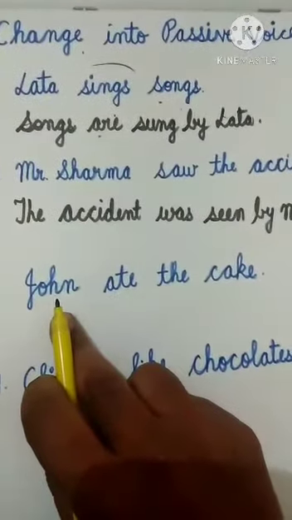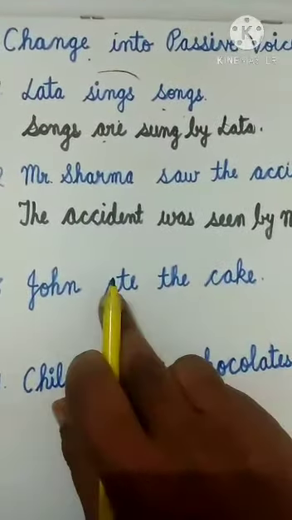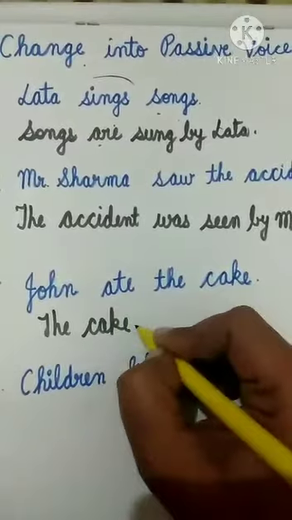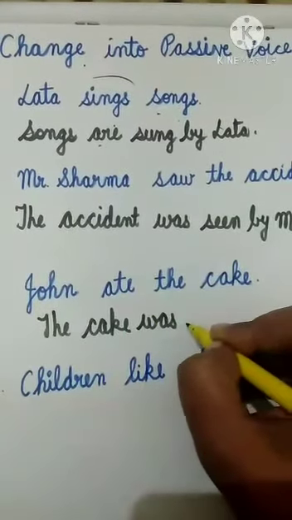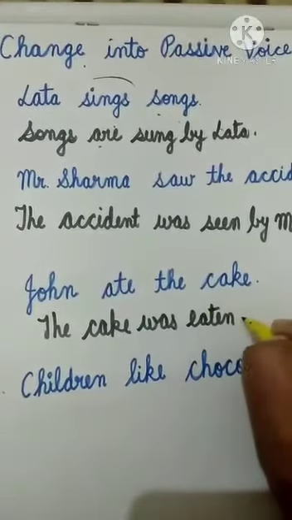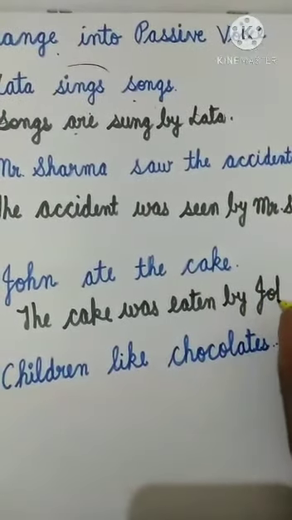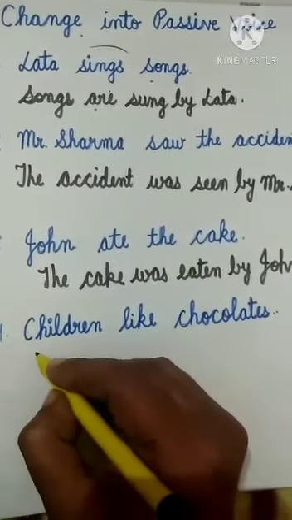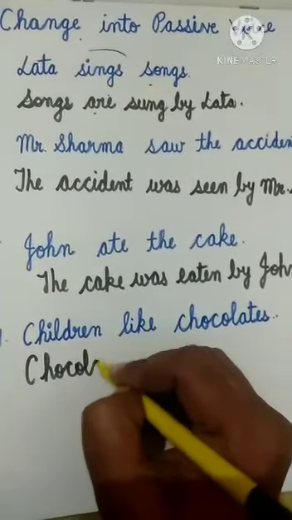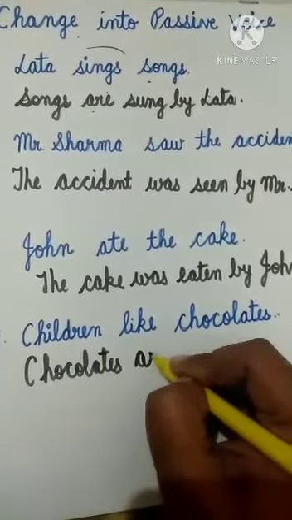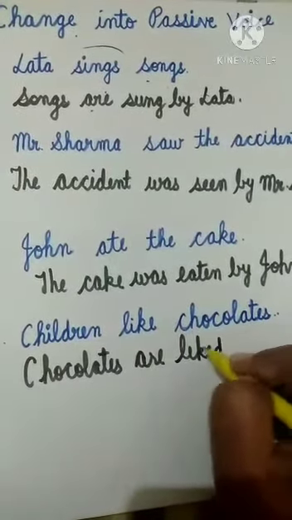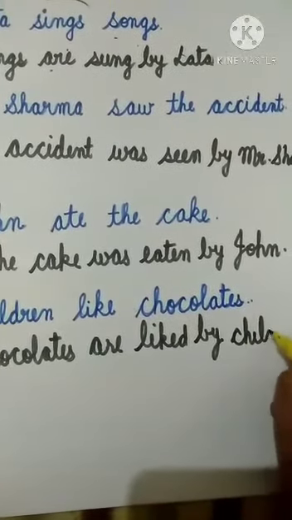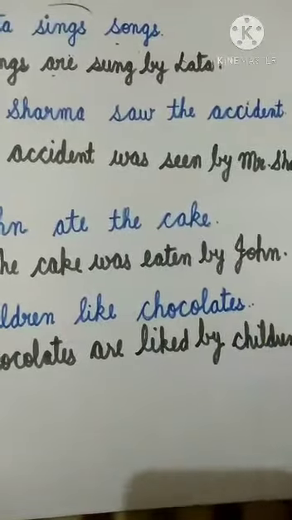Clear? Third sentence. John ate the cake. Now, again past tense. The cake was or were? Was. Third form of eat. Eaten by John. Clear? Last sentence. Children like chocolates. So, chocolates are liked by children.